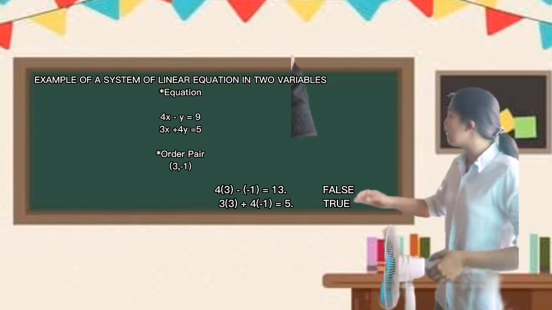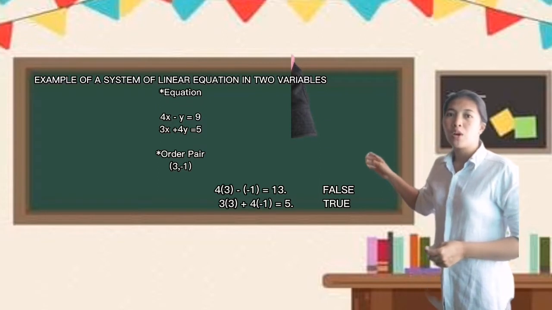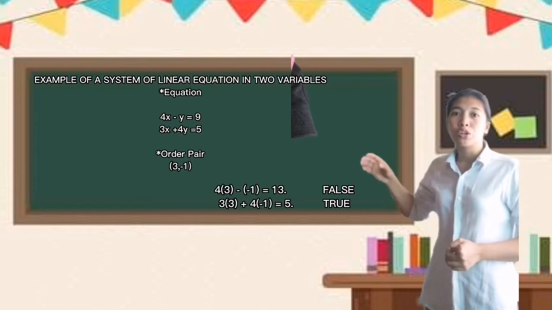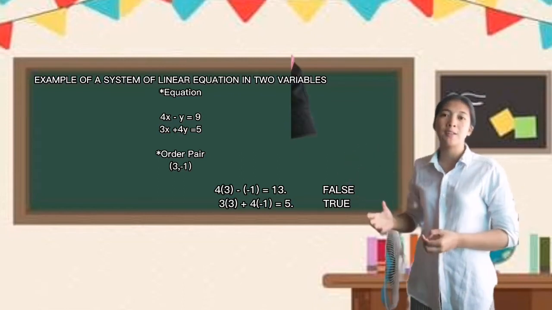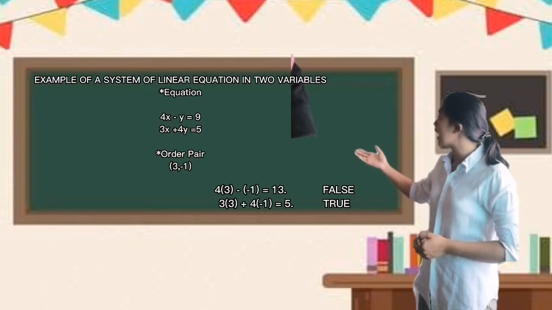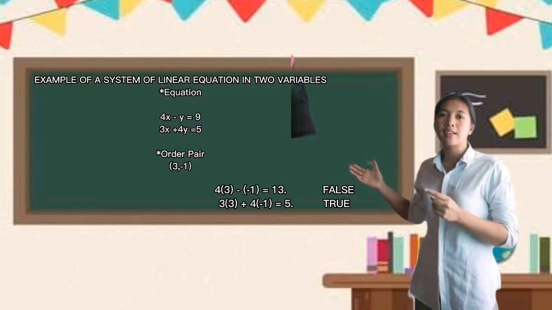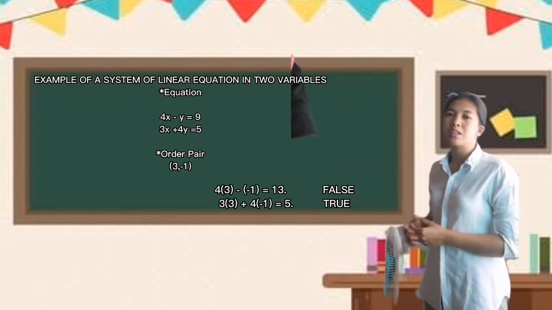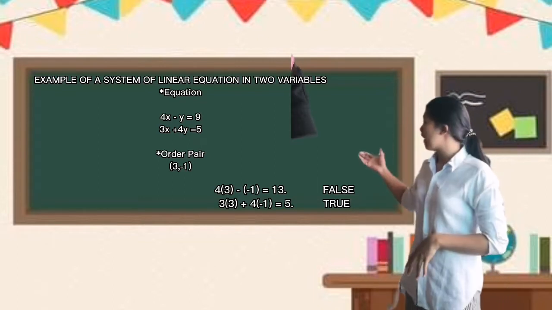So, for example, 4 times 3 minus negative 1. So, it will be 4 times 3 minus negative 1 is equal to 13. And so, 9 is not equal to 13. So, it is false. So, the next equation is 3x plus 4y is equal to 5. So, we have to substitute x and y. So, 3 and negative 1. So, both sides are the same. So, it is equal. So, it is true. So, the answer is 5.